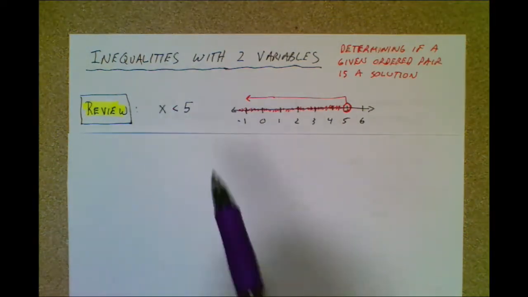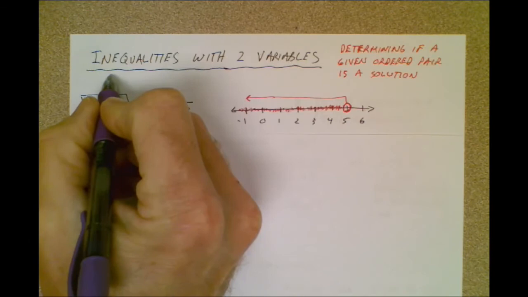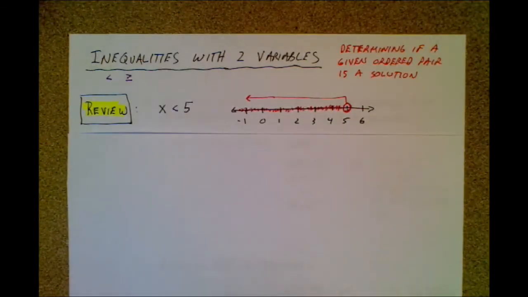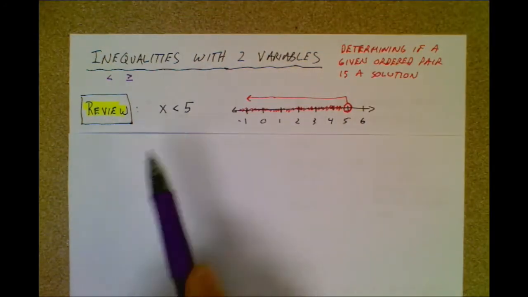We're going to take a look at inequalities with two variables. Remember, inequalities means we're not having an equal sign. We're having some sort of greater than or less than or equal to sign. We've done these earlier in the year.